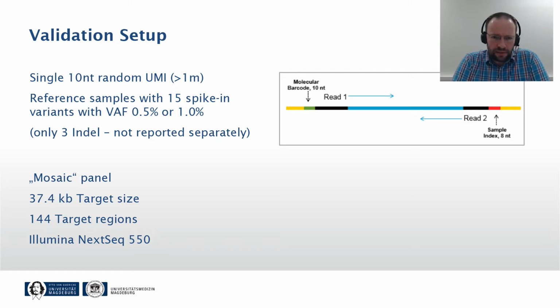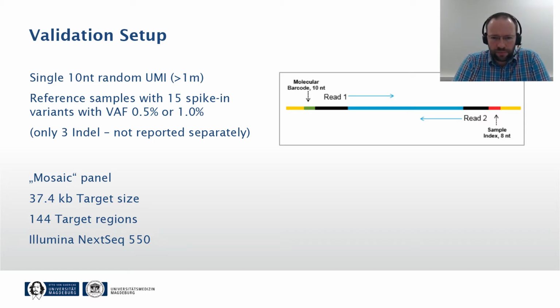As Ben said in his talk, we also need a reference sample. So we used a commercially available reference sample that was validated by different technologies, which contains 15 spiked-in hotspot mutation variants with a variant allele frequency of 0.5 or 1%, respectively. We ordered them, sequenced them, and later analyzed them and looked at whether we could identify these variants, what the false positive rate was, the true positive rate, and all the other parameters.